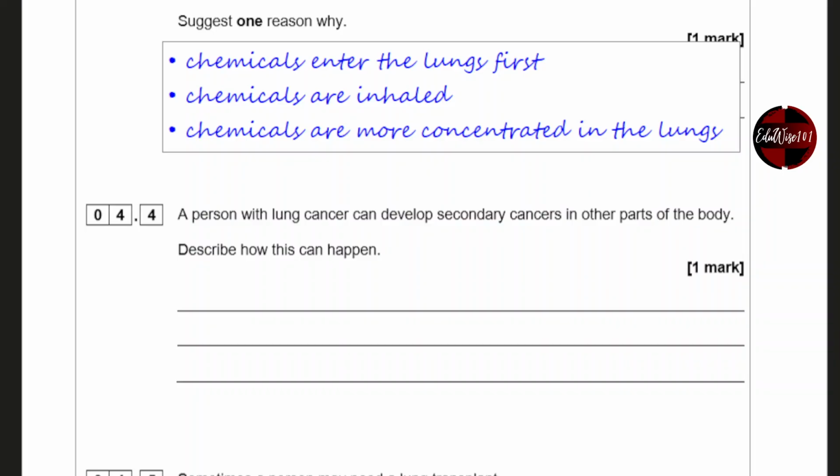A person with lung cancer can develop secondary cancers in other parts of the body. Describe how this happens. Let's say you've got cancer cells in the lungs, and when you're coughing, some of the cells might break away from the tumor and enter your bloodstream. Through the blood they can travel to other parts of your body, stick in there, become a tumor and start growing. So how does this happen? Cancer cells are transported in the blood.